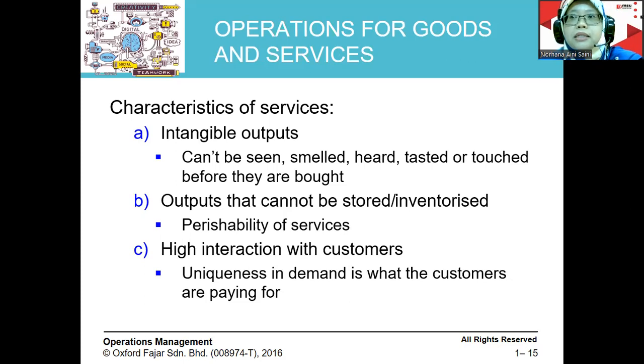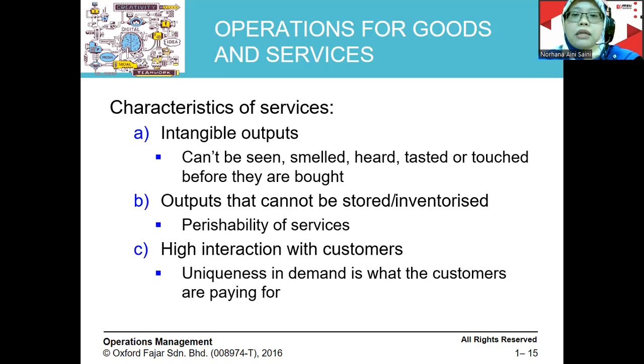For example, a customer service counter also provides services. A hotel, for example, also provides services. So these are the characteristics of services.